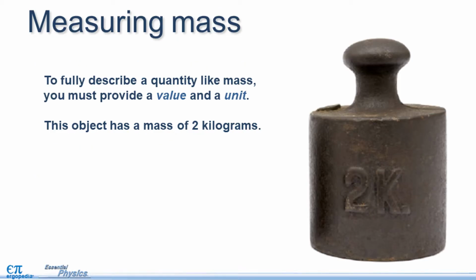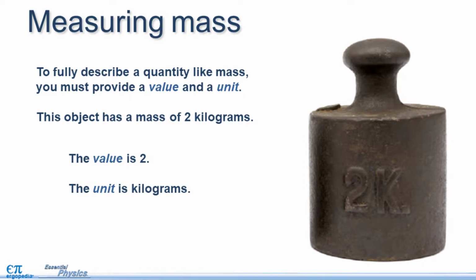To fully describe a quantity like mass, you must provide a value and a unit. This object has a mass of 2 kilograms. The value is 2. The unit is kilograms.